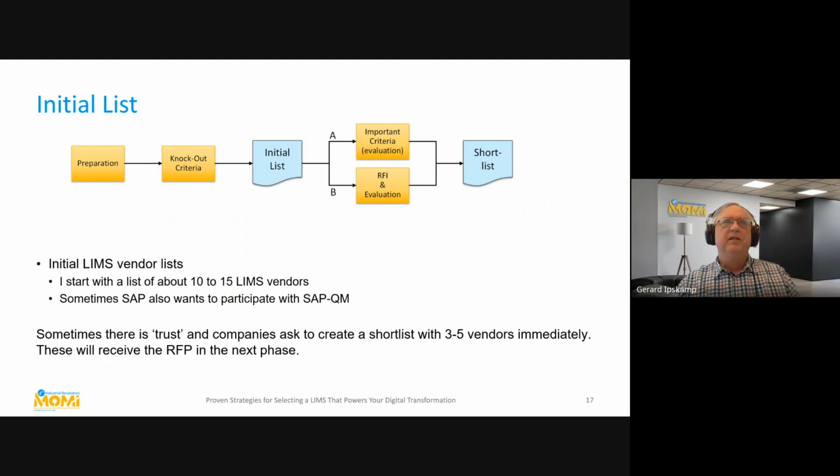How do I make an initial list normally? I have a list of 7, 8, 9 vendors that I almost every time put on there. It's the well-known ones. And then I extend that to 10, sometimes 15 vendors to include startups who might be a challenger, or a local player that is really good. A list of 10 to 15 vendors is enough.